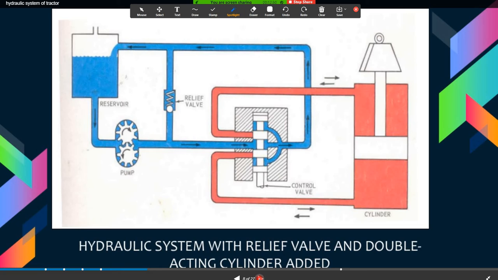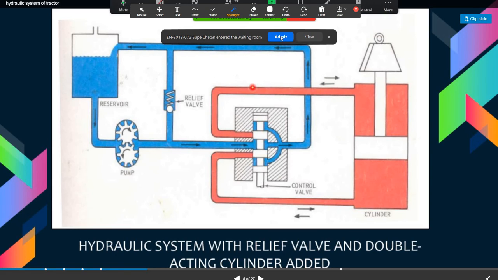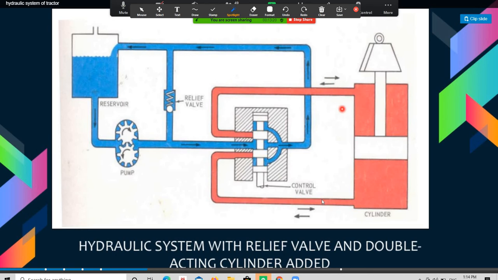Next, the hydraulic system with a relief valve and a double acting cylinder. This is the reservoir and this is the pump. When we apply the oil pump, you can see here this is the relief valve, through which high pressure is relieved. This is the master cylinder, and this is the control valve.